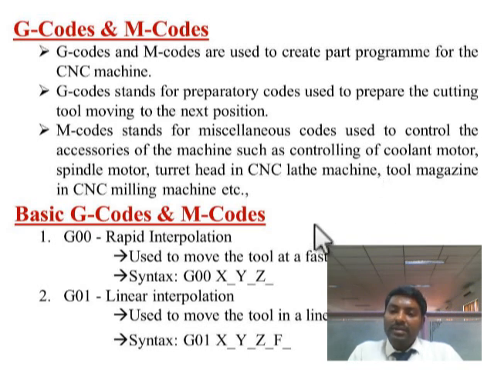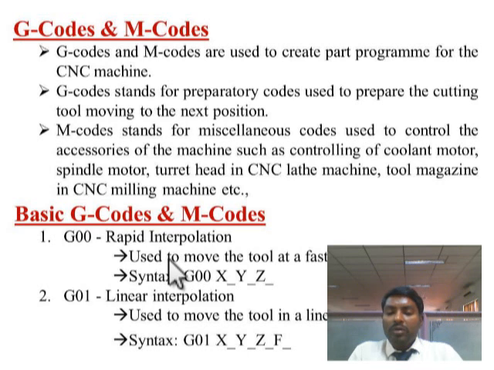Next we will see what the basic G codes and M codes are for creating a CNC part program. So the first one is G00. G00 means rapid interpolation. This code will generally be used to move the tool at a fast feed rate. Generally this code will be used when no machining takes place.